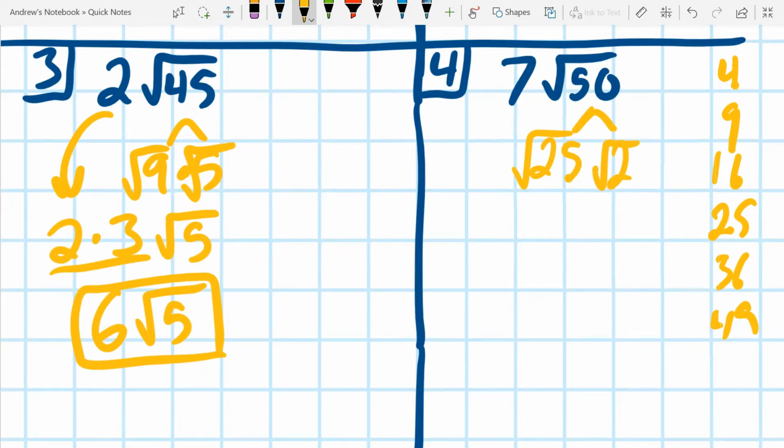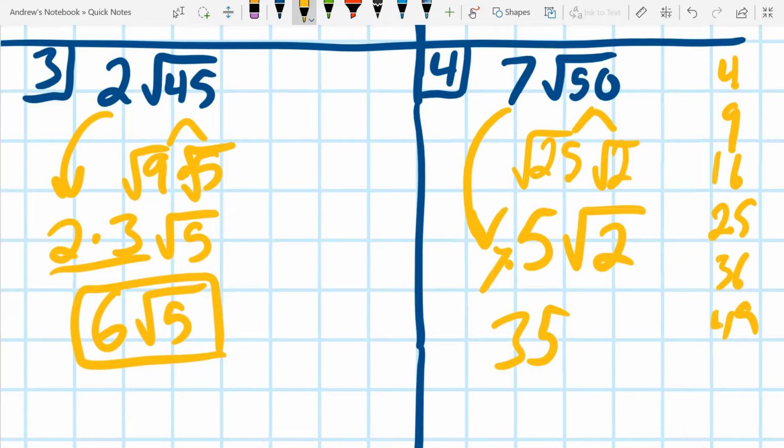So we can use 25 and 2. What this allows us to do is then have the square root of 25 come out to be just 5. Square root of 2 is still ugly, so it's square root of 2. We already had a 7 on the outside, so we have to do 7 times 5, and we get 35 square root 2.